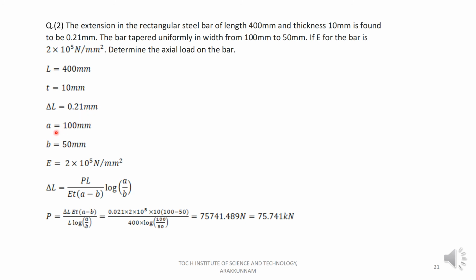The width varies uniformly, that is A is equal to 100 mm and B is equal to 50 mm. E is also given as 2 into 10 raised to 5 Newton per mm square. We have to find the axial load on the bar, that is P. So P is equal to delta L into ET into (A minus B) divided by L into log of A by B. Just rearrange the equation for finding the value of load. So you will get the value of load, which is equal to 75.741 kilonewton.